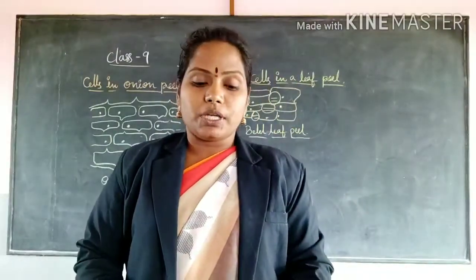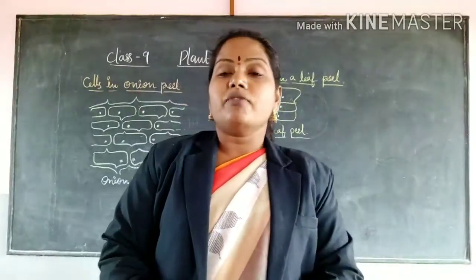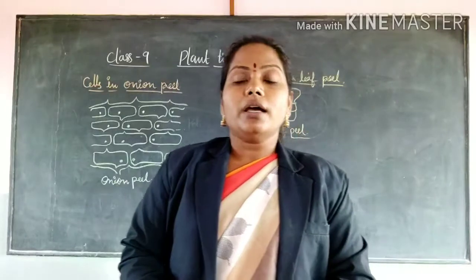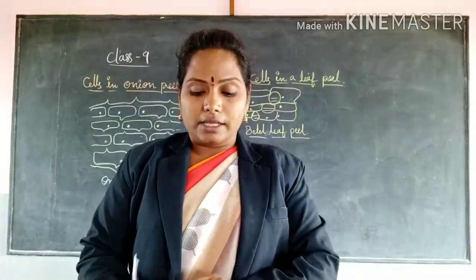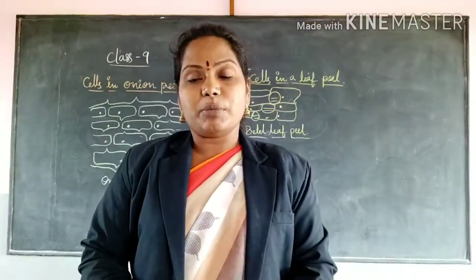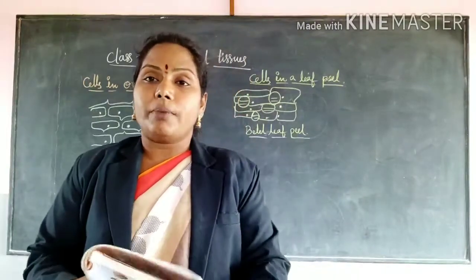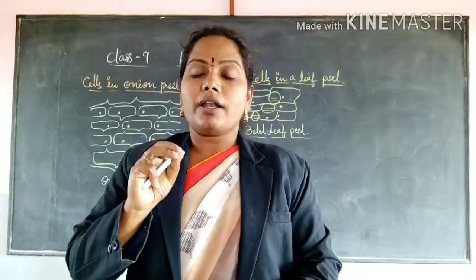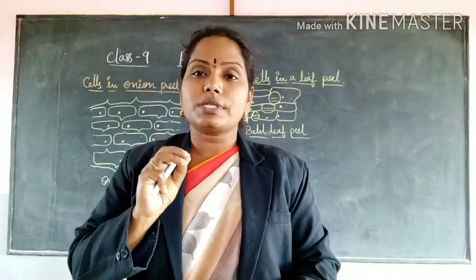Okay, here one more activity is given, that is the activity for cells in root tip. For this we need one onion bulb and one plastic or disposable glass. First of all, make sure that the onion bulb must have some roots.